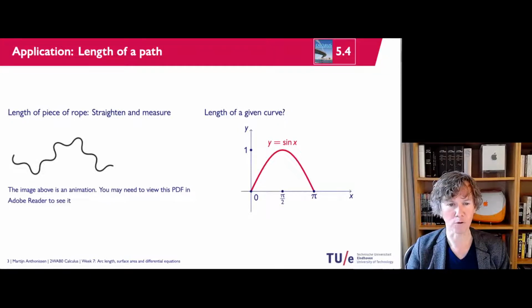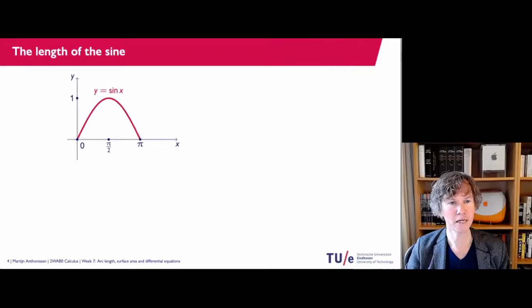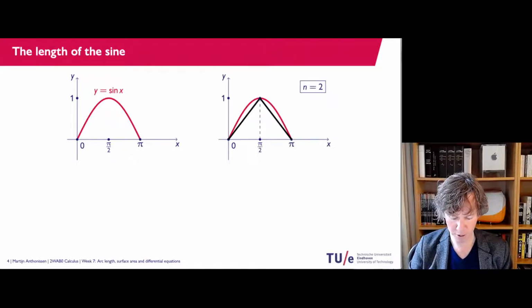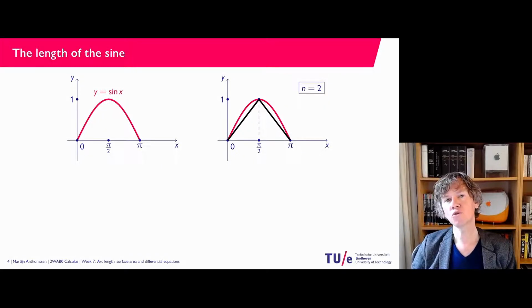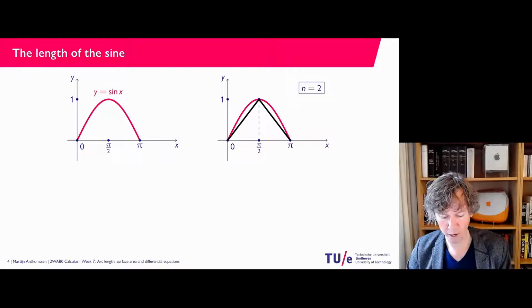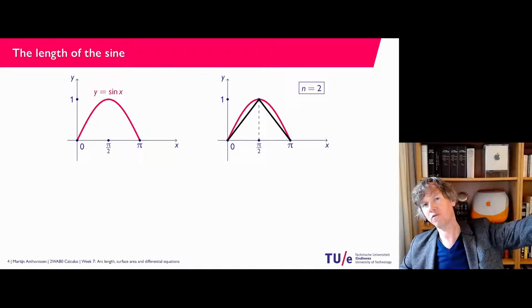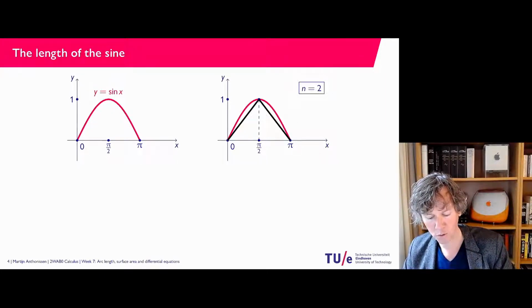So what we do is we take this graph and we are going to cut it into 2 bits here. So it says here n equals 2. And what I am going to do is approximate the length that I would like to compute basically with 2 straight lines, or line segments would be more correct, because a line stretches on infinitely and here it has 2 endpoints. So a line segment.